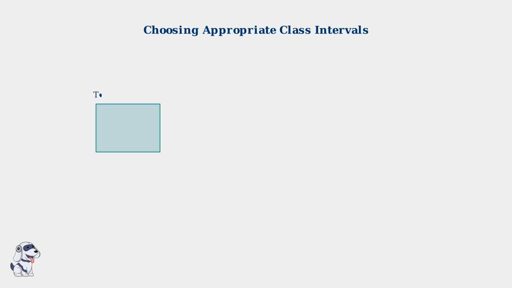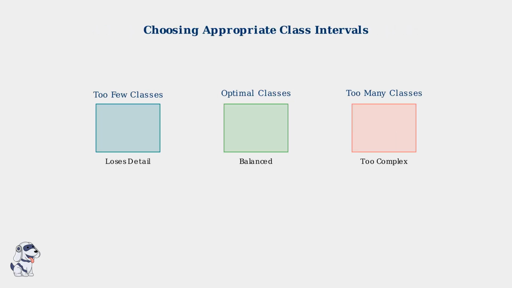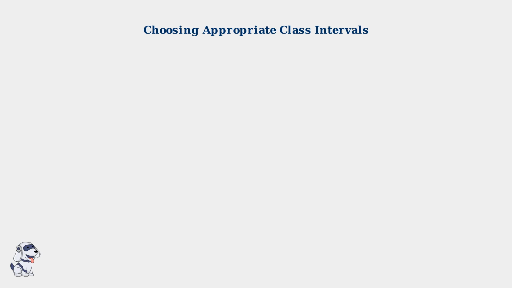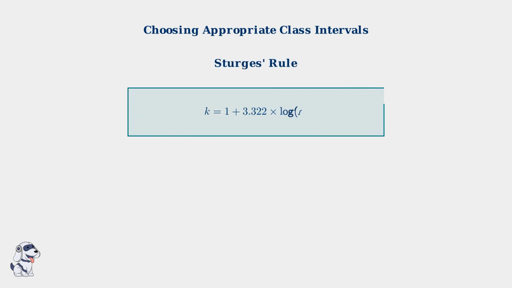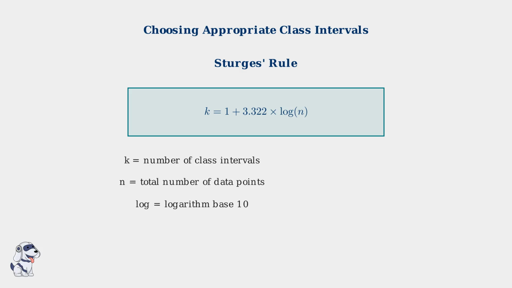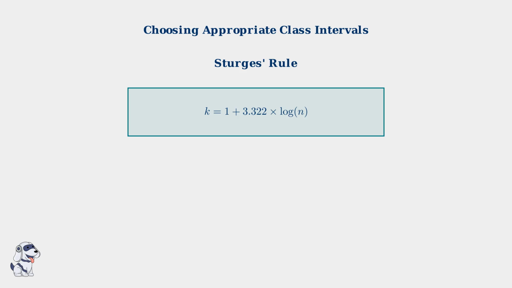When working with group data, one of the most critical decisions is choosing the appropriate number of class intervals. Too few classes lose important details, while too many classes create unnecessary complexity. Sturge's rule provides a mathematical guideline for determining the optimal number of class intervals. This rule was developed by Herbert Sturges in 1926 and is widely used in statistical analysis.